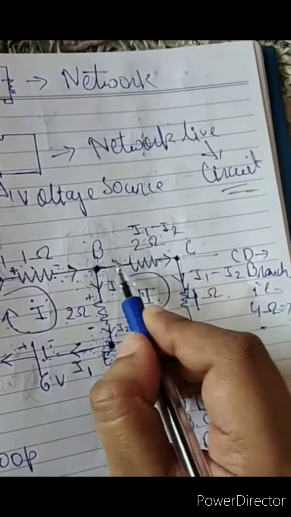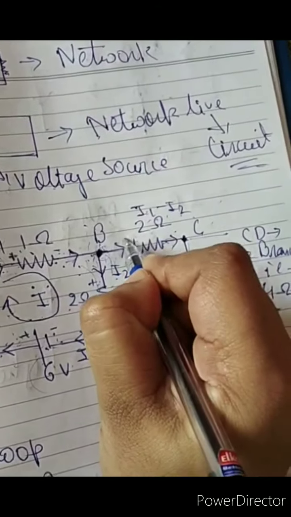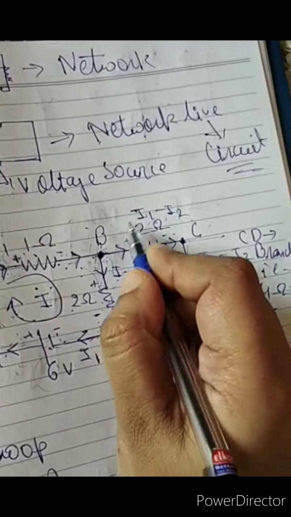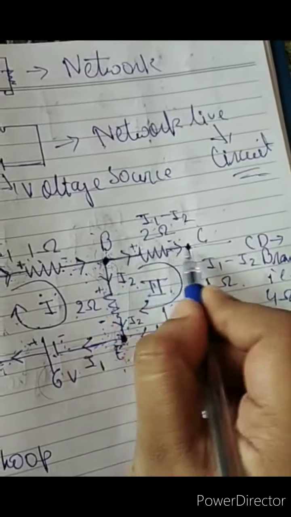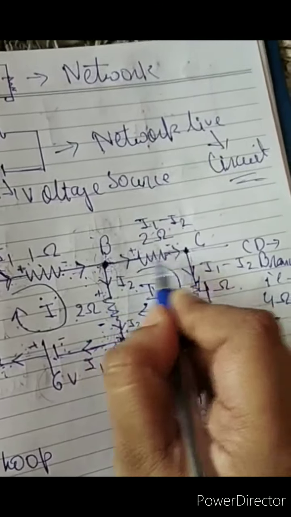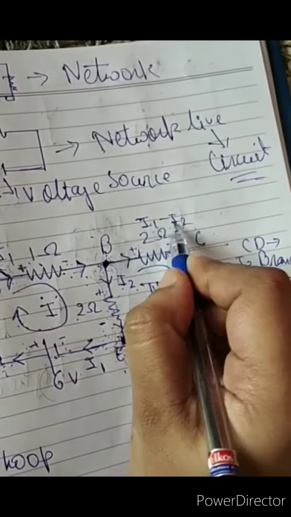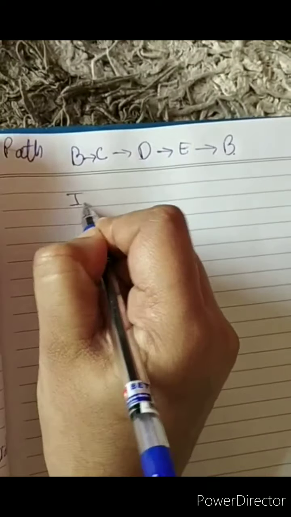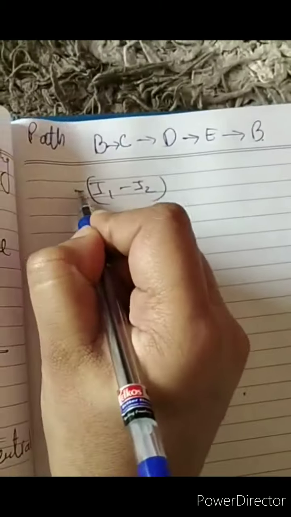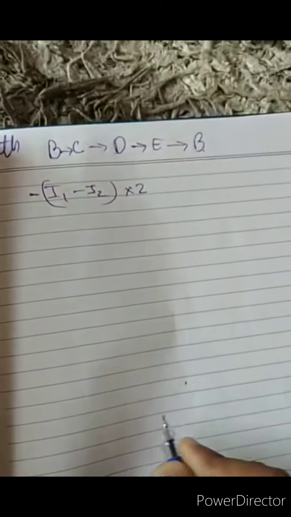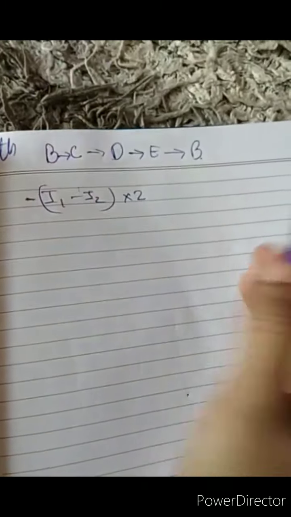So let's start from the point B. From B to C, I'm in the direction of current, and current always goes from plus to minus. So I'm in the lower potential direction, plus to minus. What current is going across the BC branch? The BC branch current is I1 minus I2. Since I'm going from higher potential towards lower potential, it will be negative. And what is the resistance? Resistance is 2. I into R gives you the potential drop.